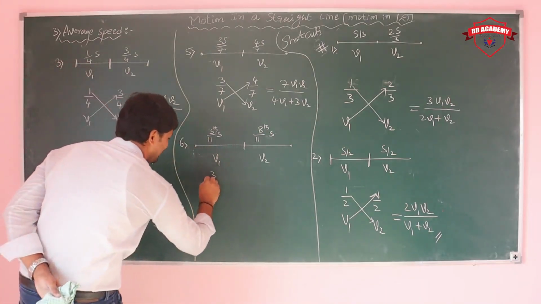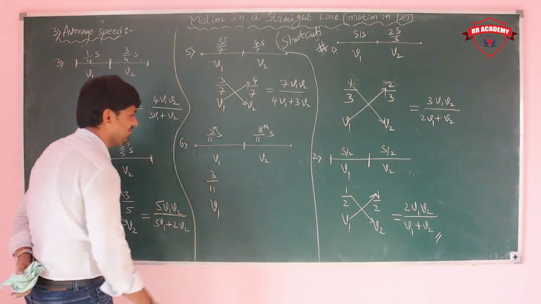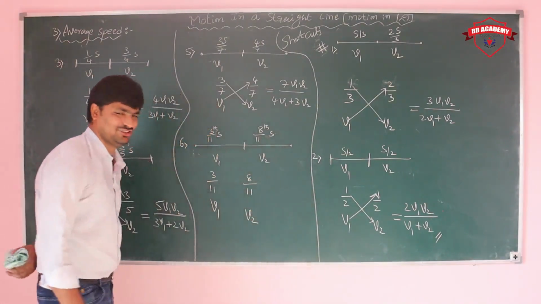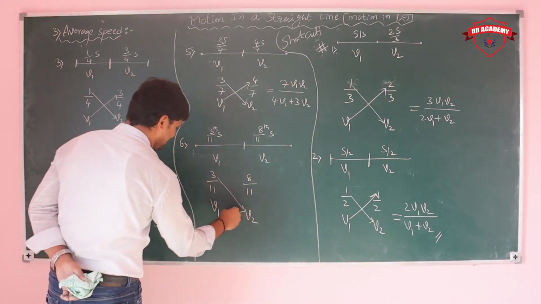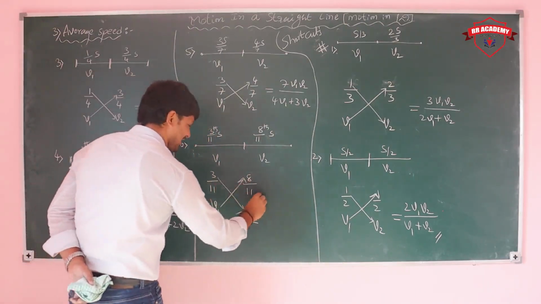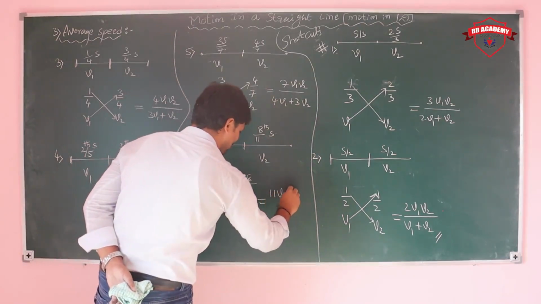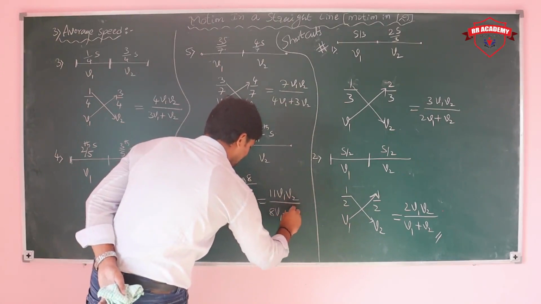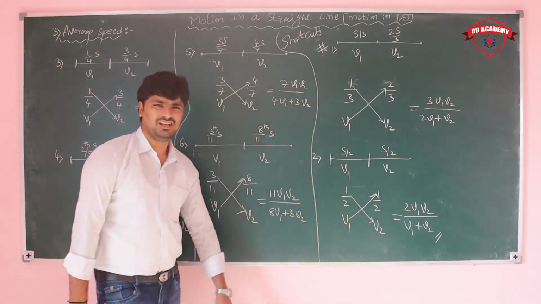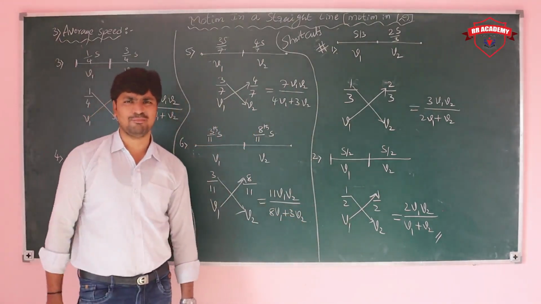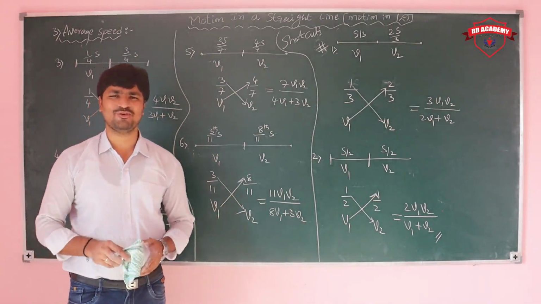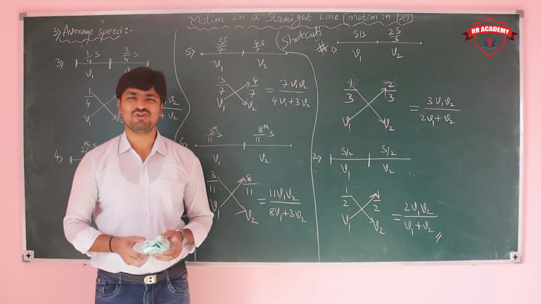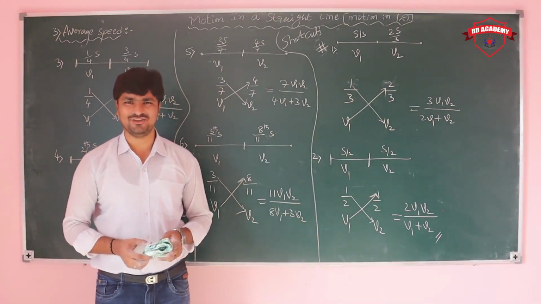Here 3 by 11th distance with speed V1, 8 by 11th distance with speed V2. Then the average, again by cross multiplication, is 11 V1 V2 upon 8 V1 plus 3 V2. So here I have just a few examples. You can also create your own questions, because every year in competitive examinations most questions are generated questions only.